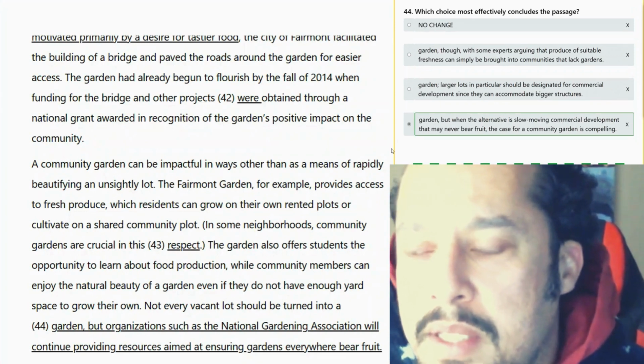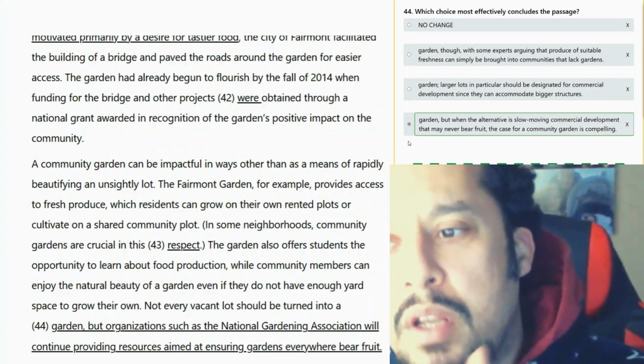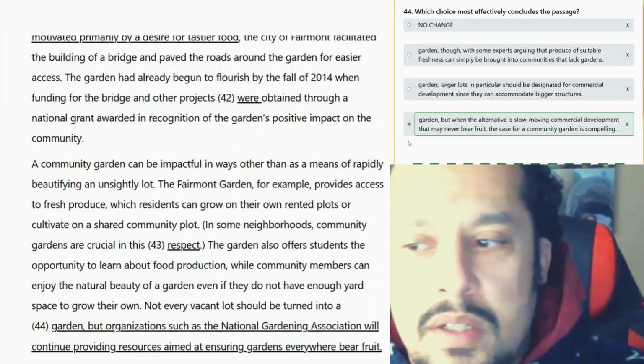وهنا قلنا إجابة D. في البداية بنتكلم عن commercial development وإزاي community garden ممكن يأثر بكتير قوي وده من main ideas. So this was test 15 review.